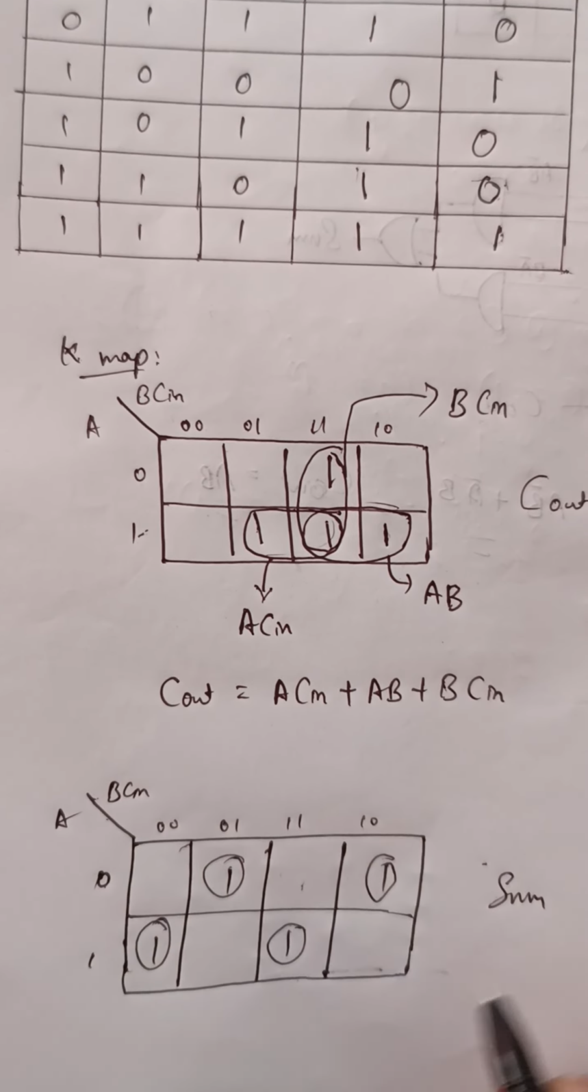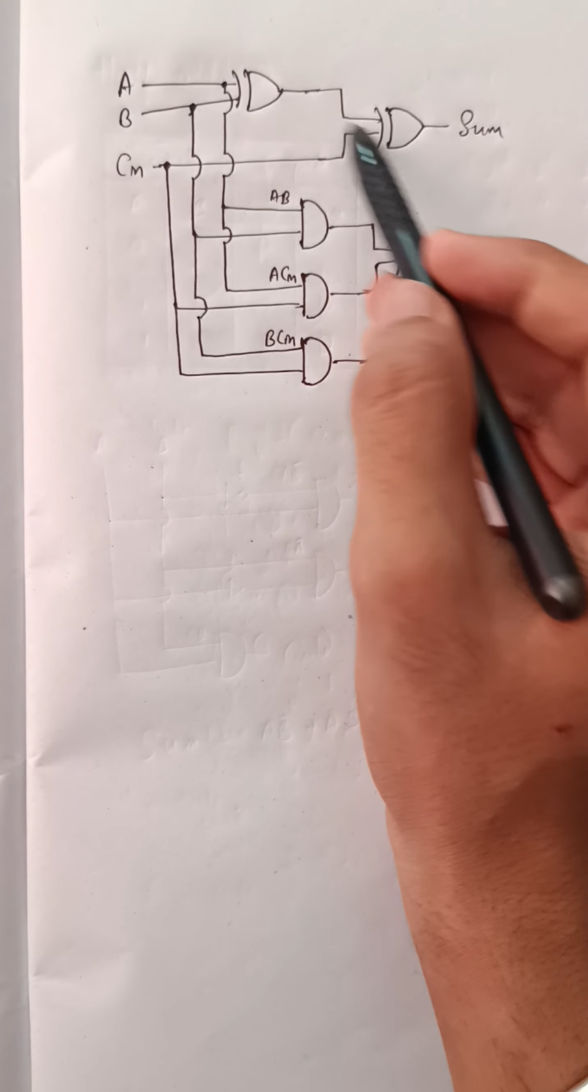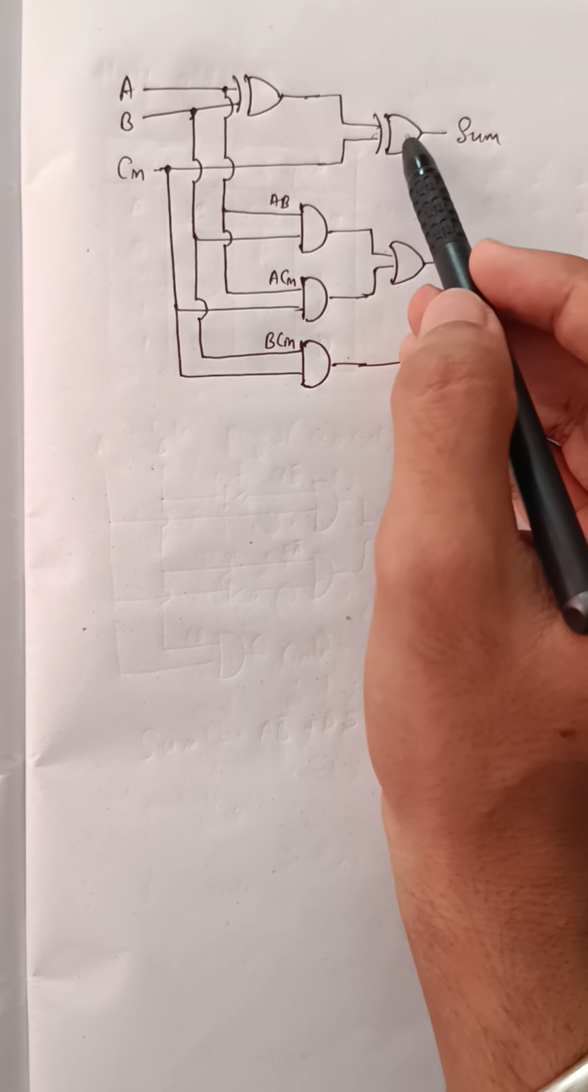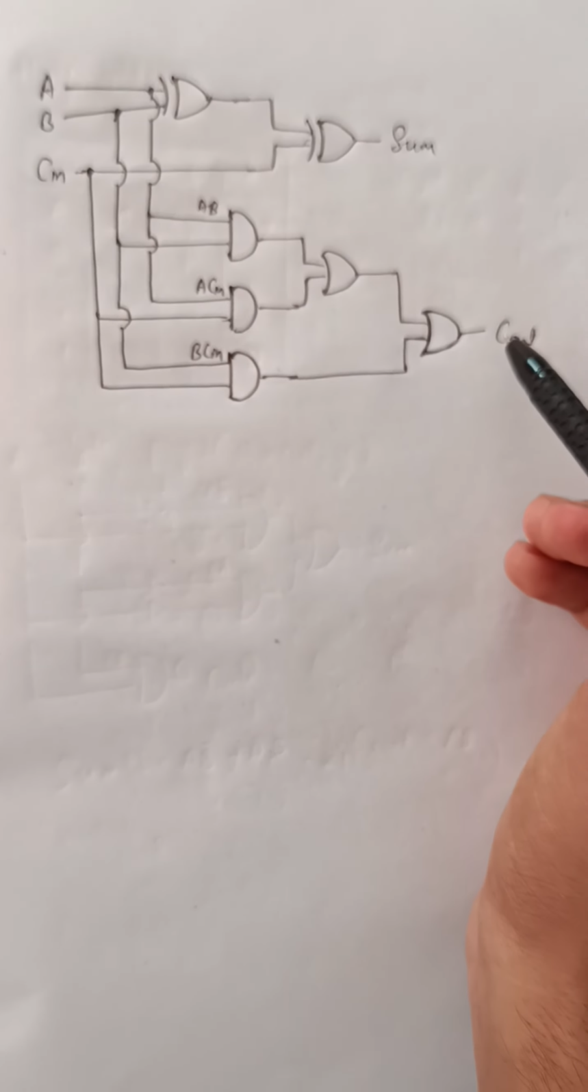Circuit for full adder comes like this. Okay, here it is A B XOR and C in XOR, that will give the sum as in the equation here. Okay, and carry out is here AB AND gate, C in AND gate, and BC in AND gate, that will combine together like this here equation. Okay, this will give the carry out.